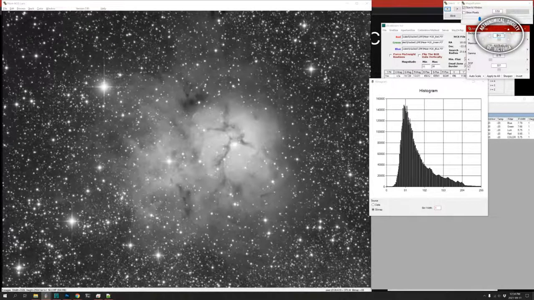If this were an image of a galaxy where the background was just black sky, I'd put this peak somewhere here, about 25 counts. But because in this image the background isn't actually black sky, it's dust and hydrogen, I'm going to move the average background peak to about 50. Okay, so that's the stretch that I want to put on this data. And I'm going to say apply that to all the images.